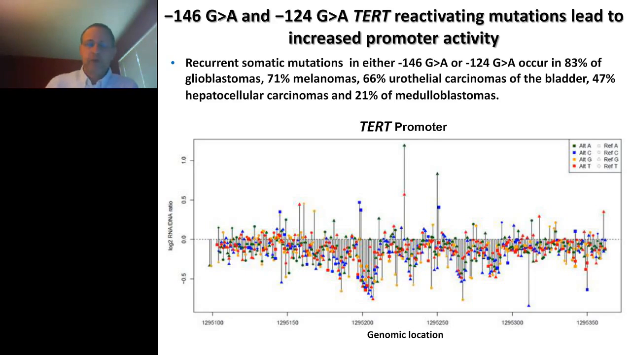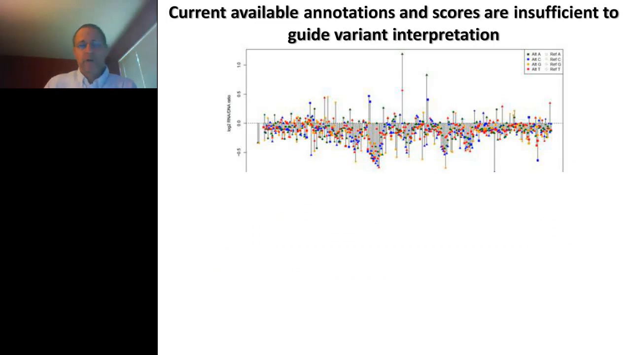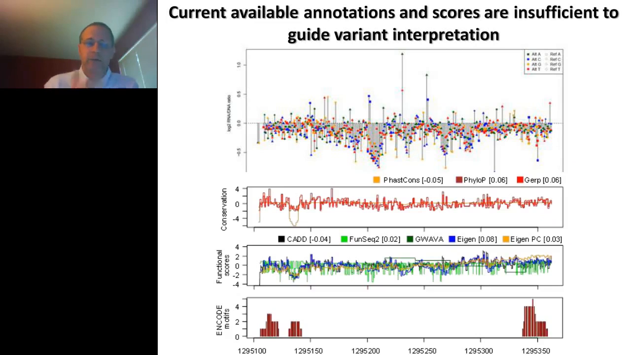We've tried a little bit to do that, and I'll show you one example, and this is work by Martin Kircher, where he took, for example, the TERT promoter and tried to see, can he predict where the causative and the strong mutations are based on various tools that are available currently, like conservation tools like CADD, FunSeq, and ENCODE data sets, and so forth.